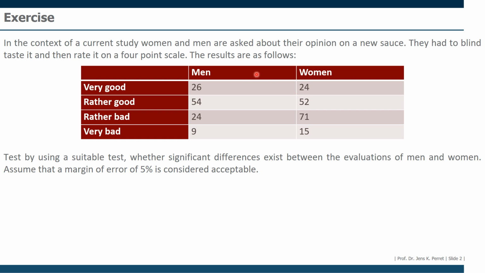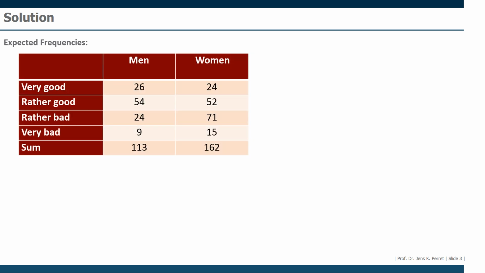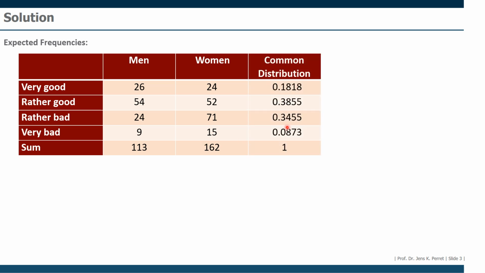Well, if we want to do this homogeneity test, we have first to expand this table slightly, and that's what I'm going to do in the beginning. So I'm going to copy the table as was in the exercise, and I'm going to add one additional row here, where I'm simply going to sum up all the frequencies we have for the 4 different categories. I'm doing this for the men and for the women. And then I'm calculating this theoretical common distribution. How am I doing this?